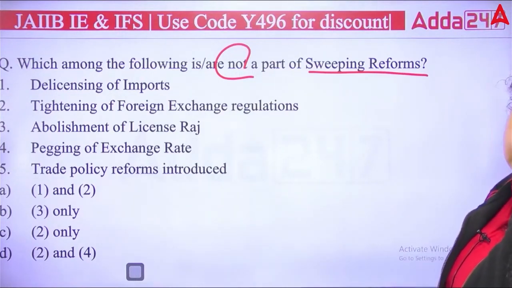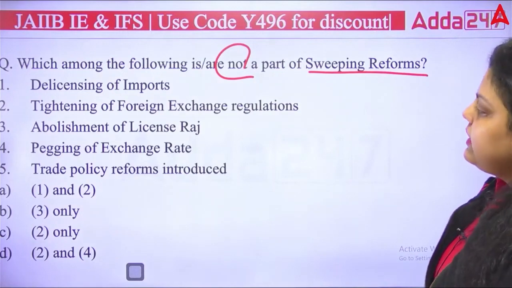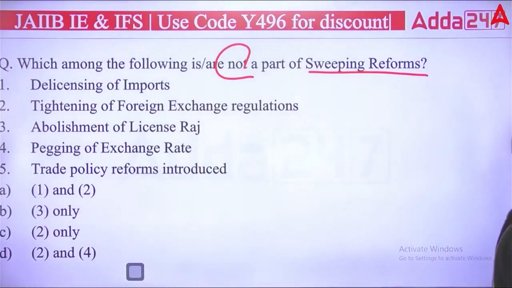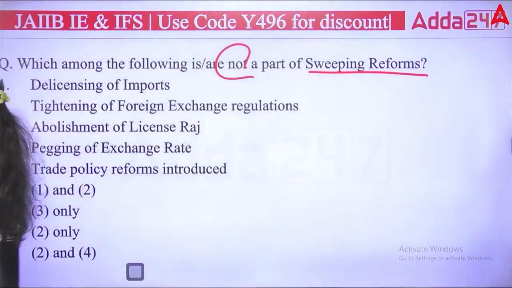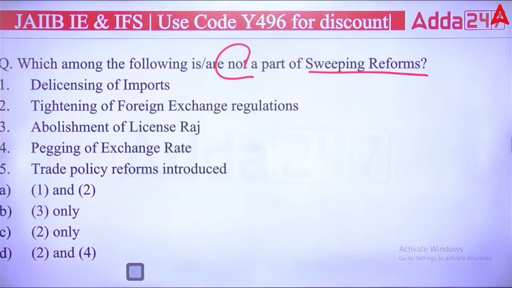First is delicensing of import. Second is tightening of foreign exchange regulation. Third is abolishment of license Raj. Fourth is pegging of exchange rate. Fifth is trade policy reforms introduced.